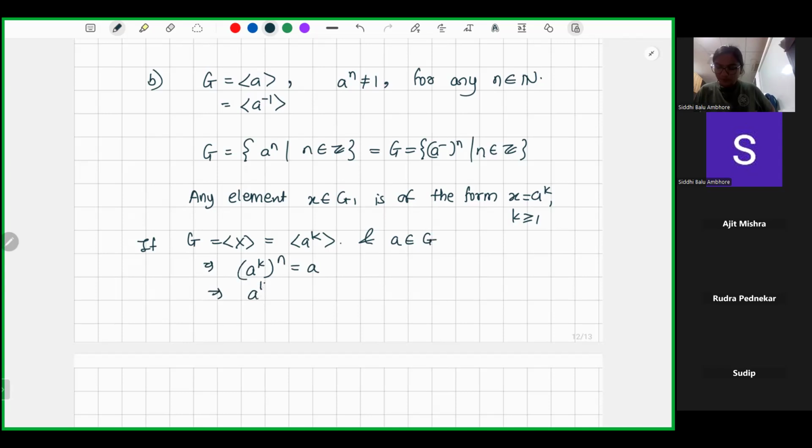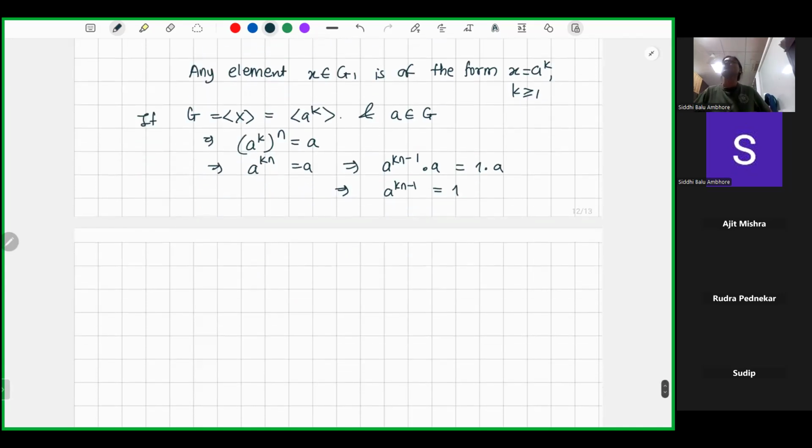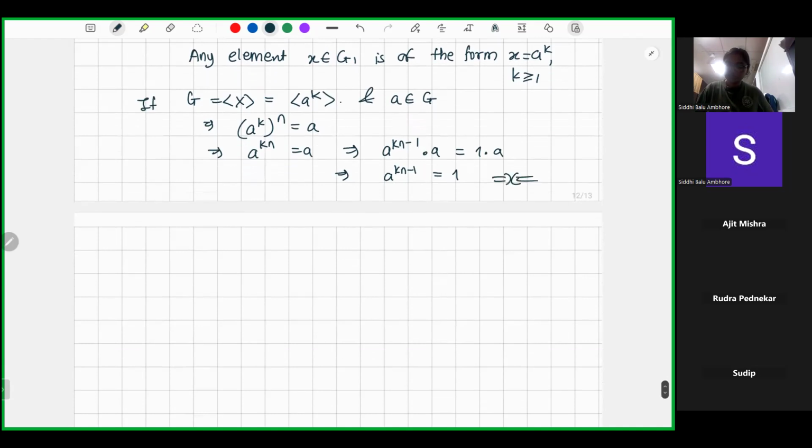So this will imply a power kn is equal to a. And since we are in a group, cancellation holds. This is not a very correct way to write this, but this implies a power kn minus 1 is my identity. I can cancel a from both sides: a power kn minus 1 into a is equal to 1 into a. So kn minus 1 will be my 1. This contradicts the fact that G is an infinite group.